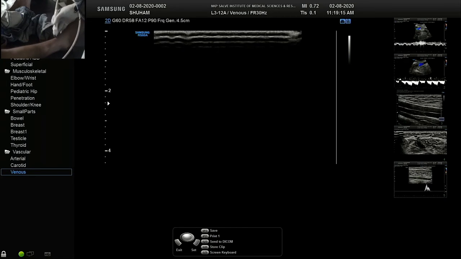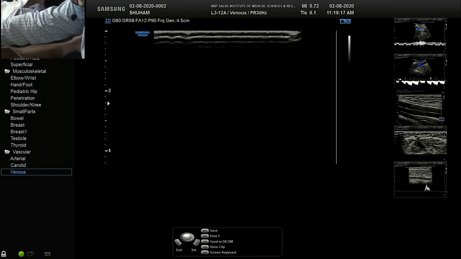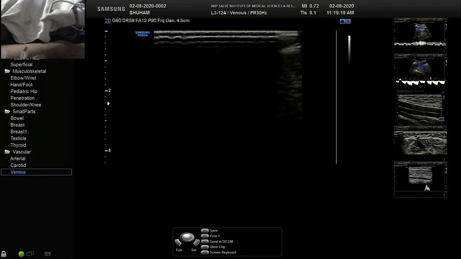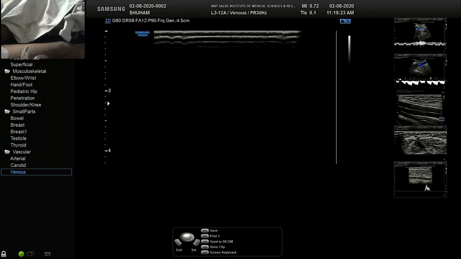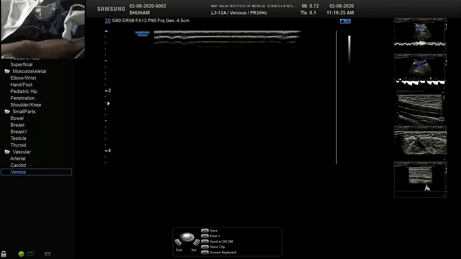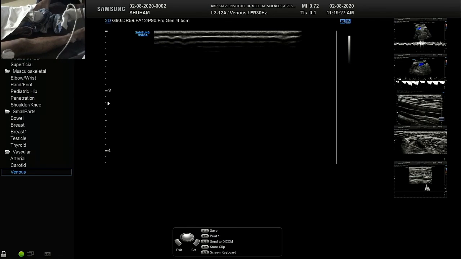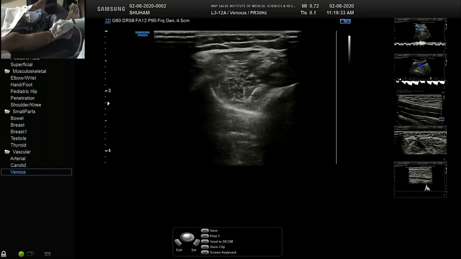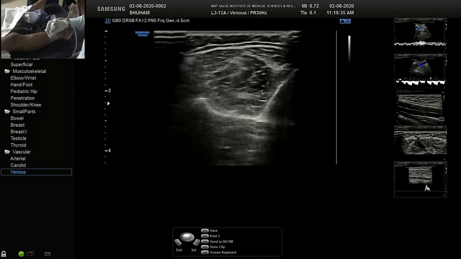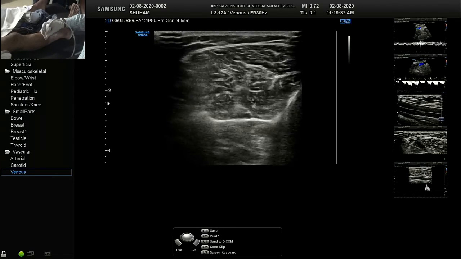So the great saphenous vein we have seen, it traverses right from the medial aspect, comes to the medial side of the knee joint, and then a little bit anterior and medial, and then again goes up to the medial malleolus. The short saphenous you may see or you may not see. If it is dilated, you can see it nicely.